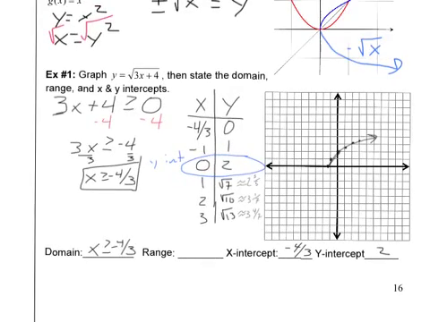Last thing they want to know is what the range is. Well, take a look at the range. The range is all your y values. Where does it start? Looks like it starts at 0 and it just goes up. Slowly up, but it keeps going up. So that just means that your range is going to be all your y values that are greater than or equal to 0. Okay, let's go to the next page.